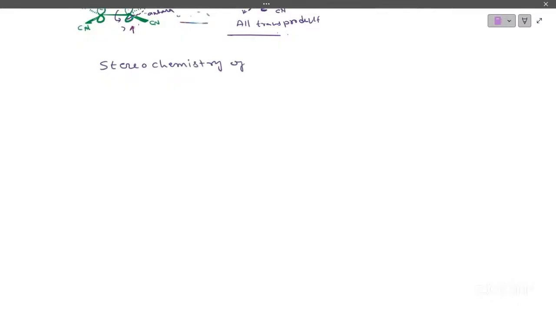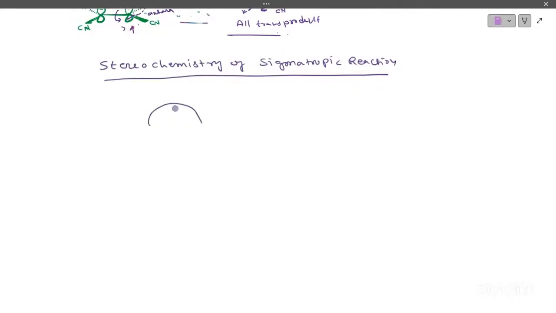Stereochemistry of sigmatropic reactions. Look at here. Here I am going to consider a general pi system. This is a pi system. The group or an atom which is migrating across the pi system from one position to the other position.